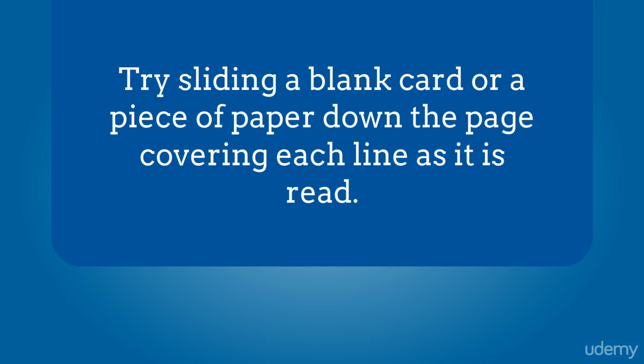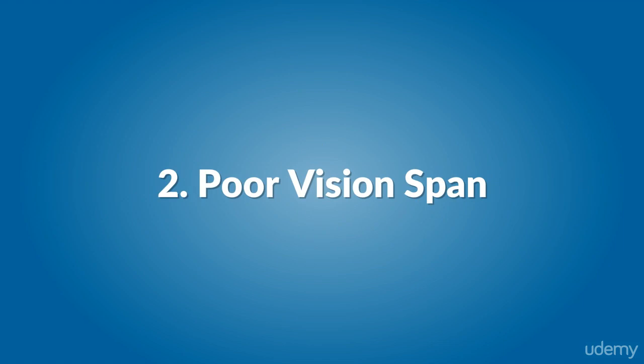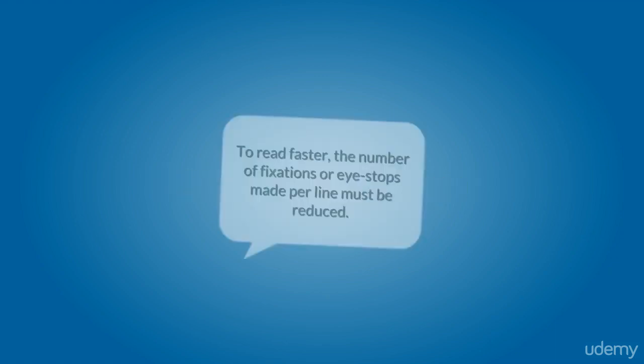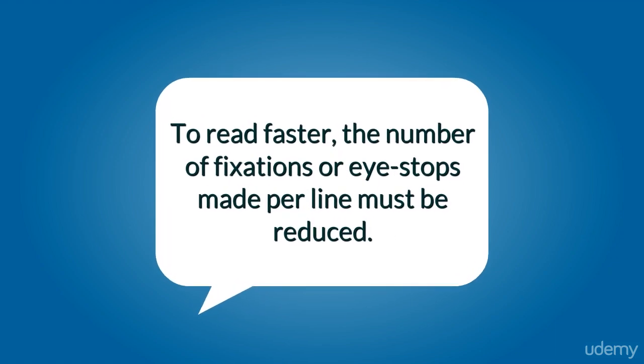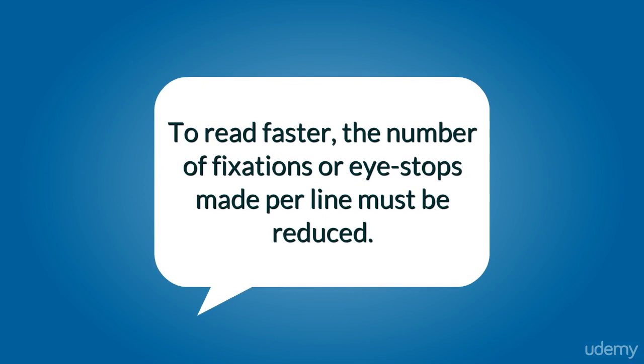The second bad habit: poor vision span. An ineffective reader takes a pause at every word. During this pause, she or he sees and reads the word they are looking at. This pause is called fixation. To read faster, the number of fixations or eye stops made per line must be reduced. Now, let's say that you read one word per fixation. With proper training, your vision span has increased and now you start seeing 2 words per fixation. It means that now you have doubled your reading speed.